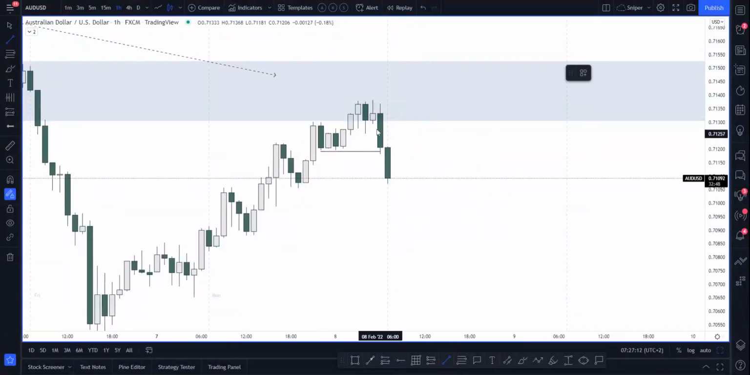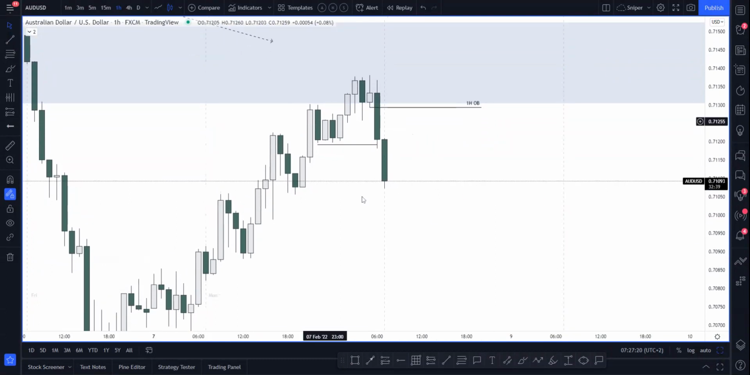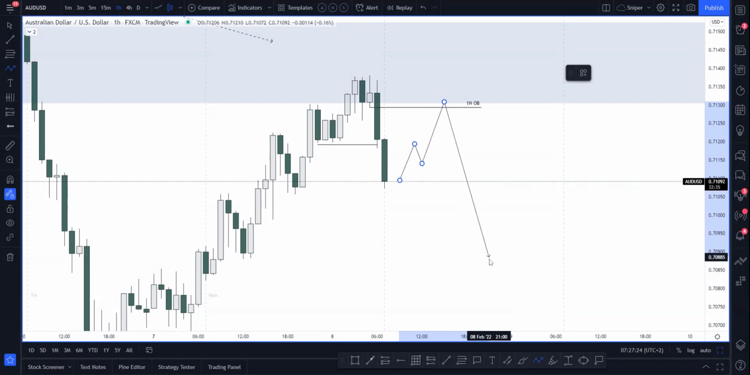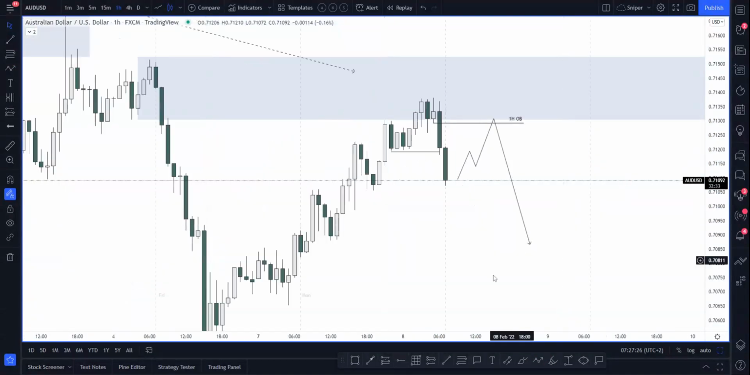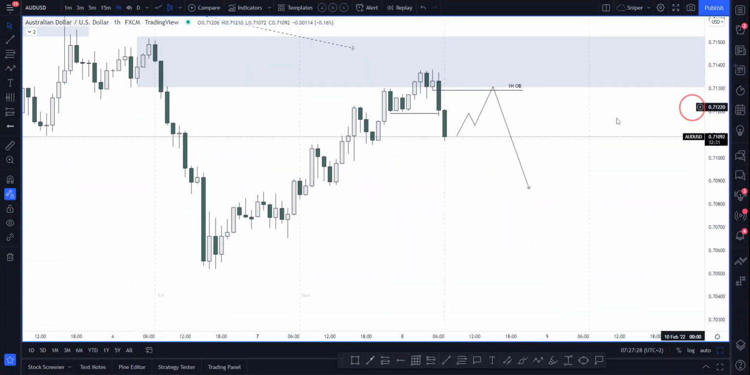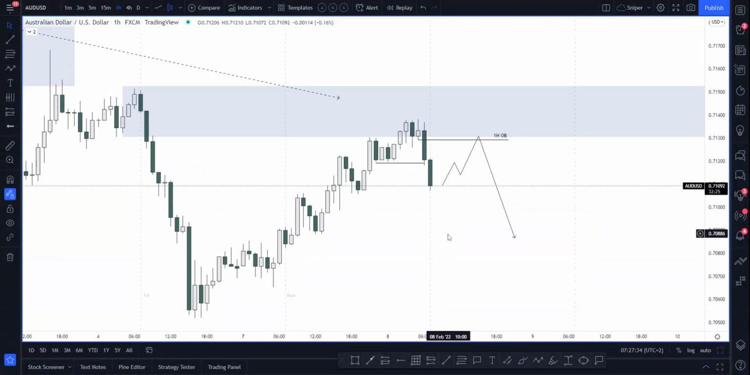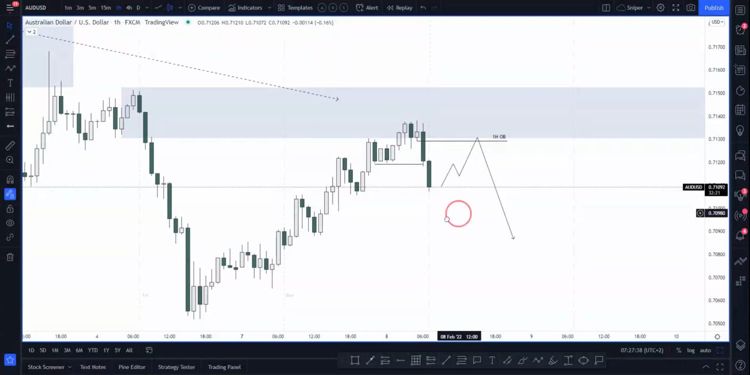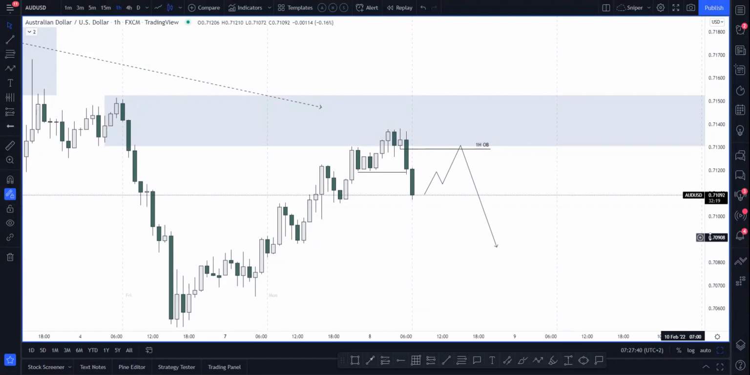So where's the new 1 hour supply? It's over there, our 1 hour order block. So my anticipation would be for price to return to this area and then sell off further, because clearly the 1 hour trend was bullish, but now we're in line with the 4 hour trend. So if the 1 hour is bearish as well, and we know that the 4 hour is bearish, then we have a high probability of finding sells, right?